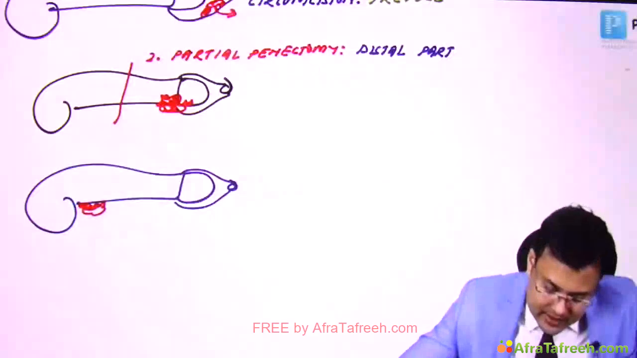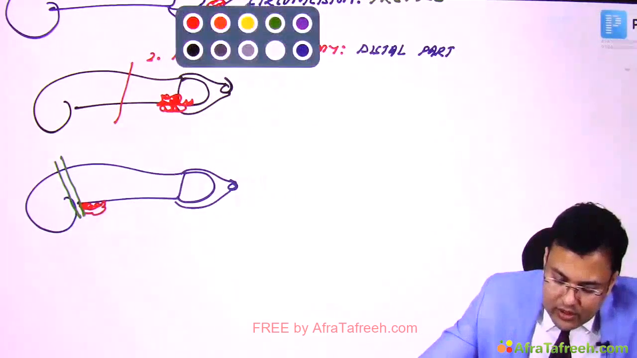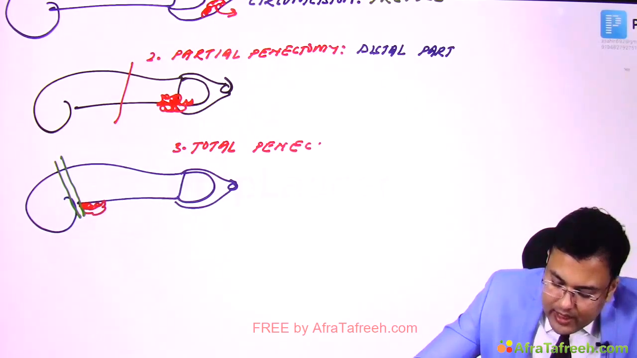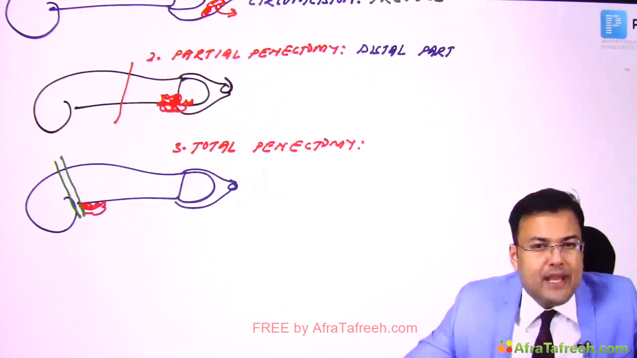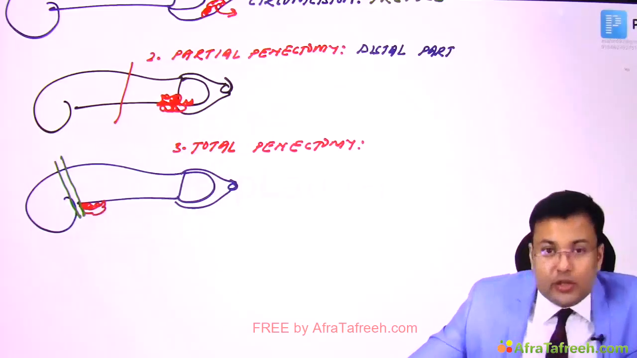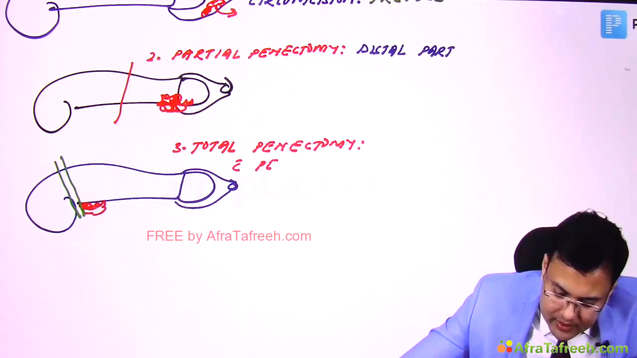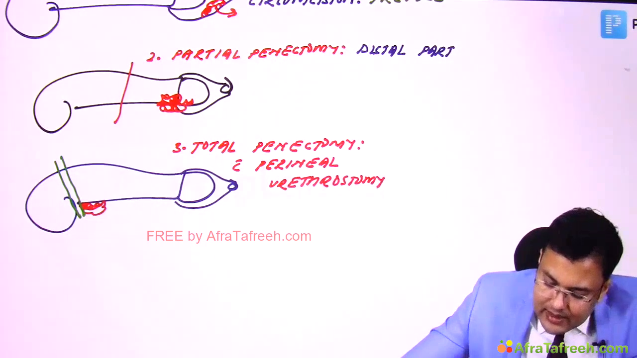So what's the treatment here? Can you see? We go for total penectomy. So the third option is total penectomy. Okay. And whenever we go for total penectomy, we have to perform perineal urethrostomy. So it's total penectomy with perineal urethrostomy. And generally it's done for which malignancies?